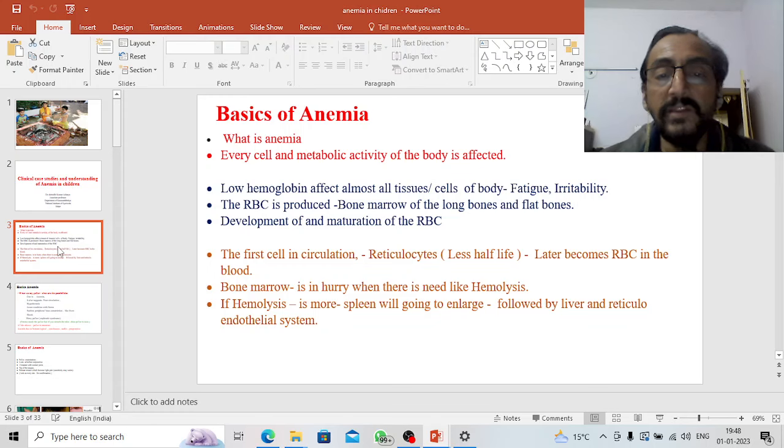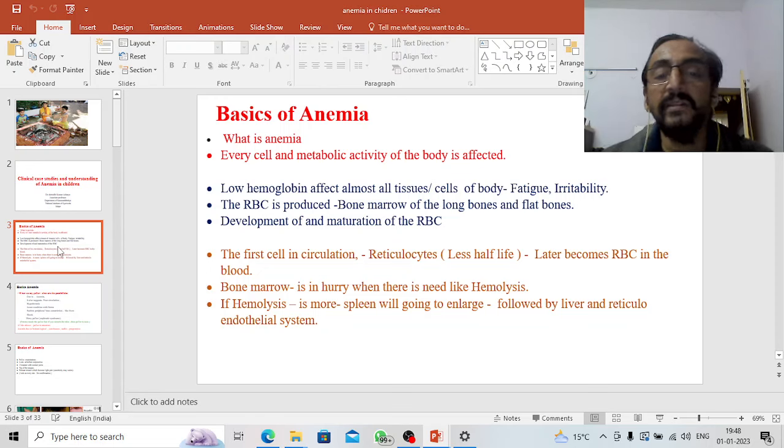During this process, the size of the cell goes on decreasing and the nucleus goes on disappearing. The nucleus is later replaced by hemoglobin, and at the end, when the RBC is formed, the size will be 7 microns with hemoglobin inside it, and cytoplasm is very less, but the cell membrane of the RBC is very strong and thick.